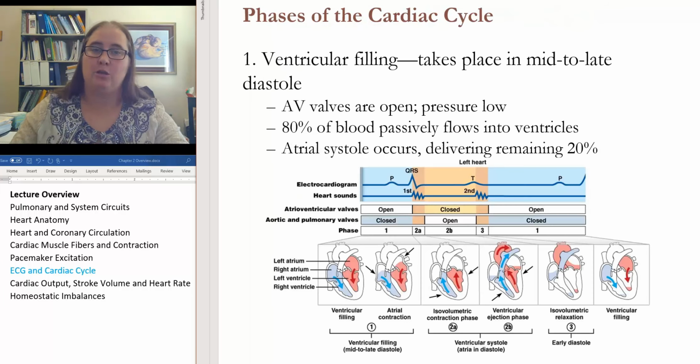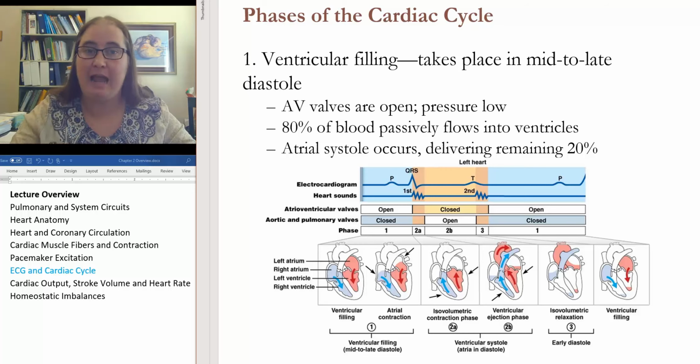This looks like a really complicated figure, but it is probably one of my favorite figures. Although it's super complex, it shows everything on top of each other, and it's so beautiful. Let me see if I can explain this to you, and you find the beauty in it afterwards too. So we have ventricular filling.